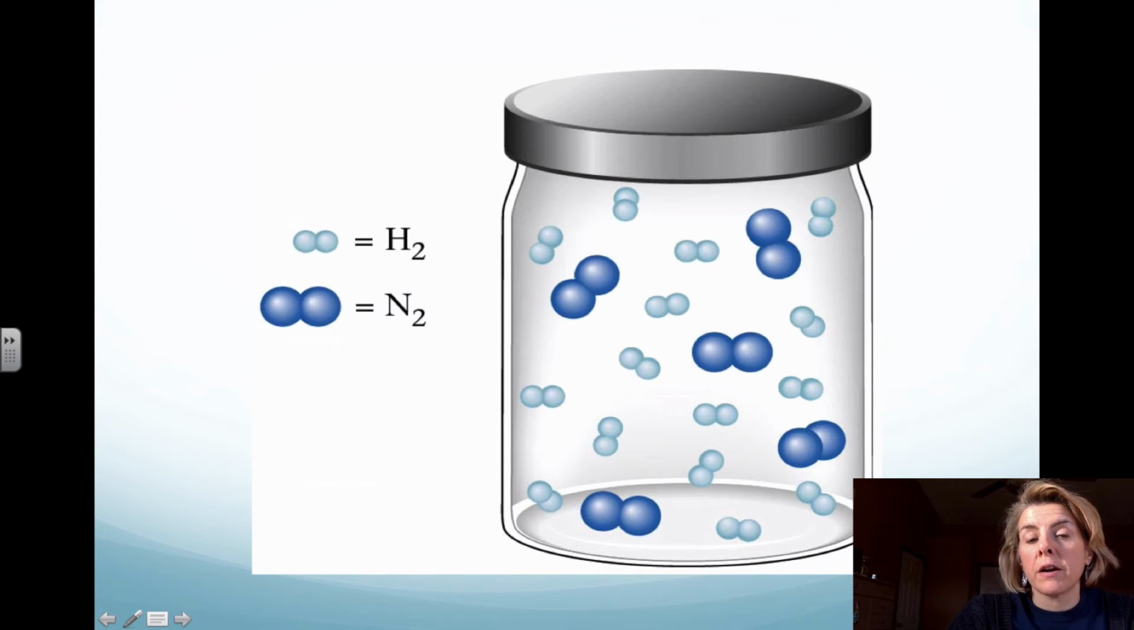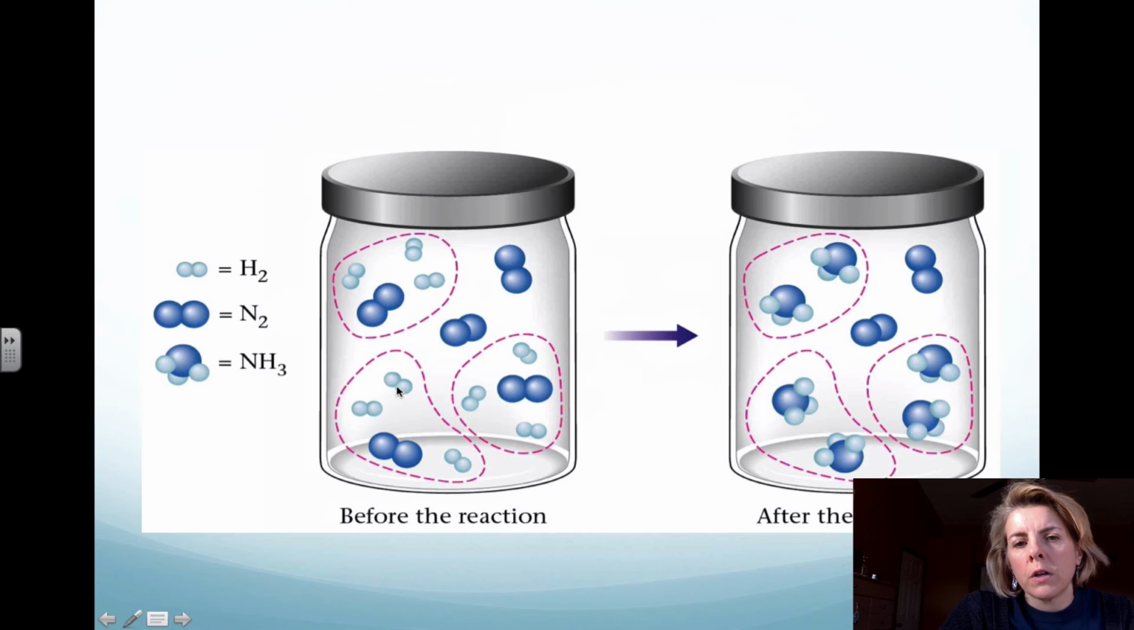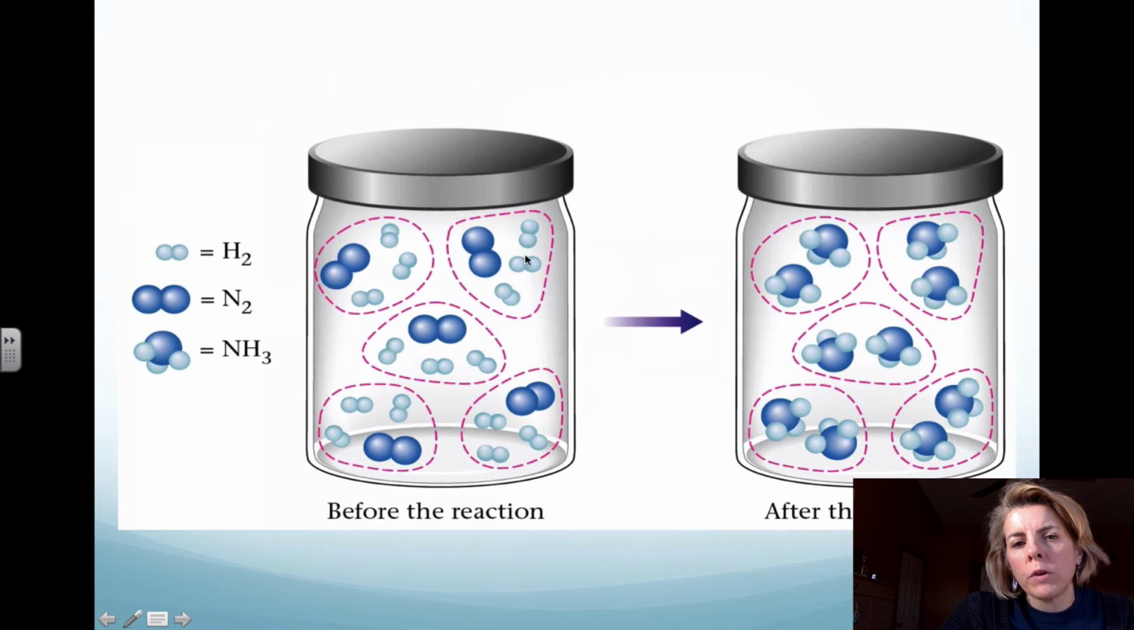Okay, here we have a jar of hydrogen and nitrogen. So notice the dark blue spheres are nitrogen, the light ones are hydrogen. So before the reaction, if we were to divvy up all of the material that we needed to produce the ammonia, notice that we have a grouping of it. So we have 1, 2, 3, 4, 5. We have 5 groupings, and they can essentially create 2 ammonia molecules per grouping.